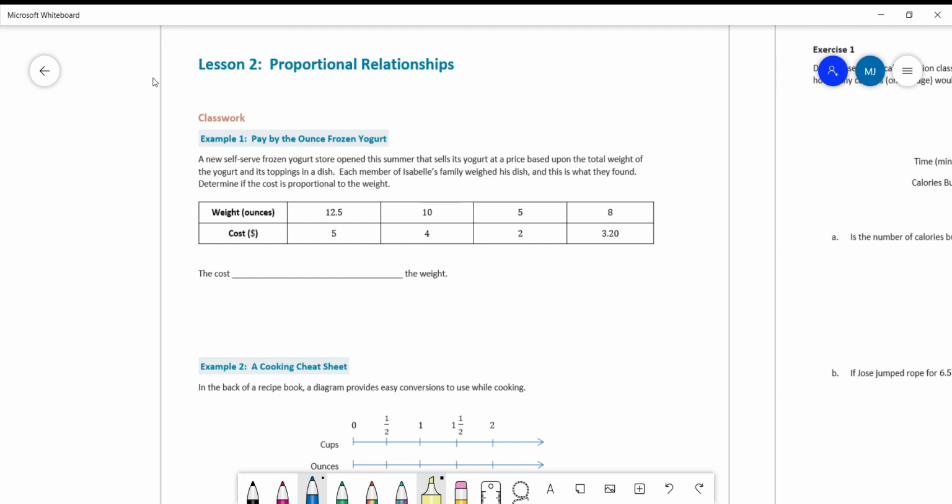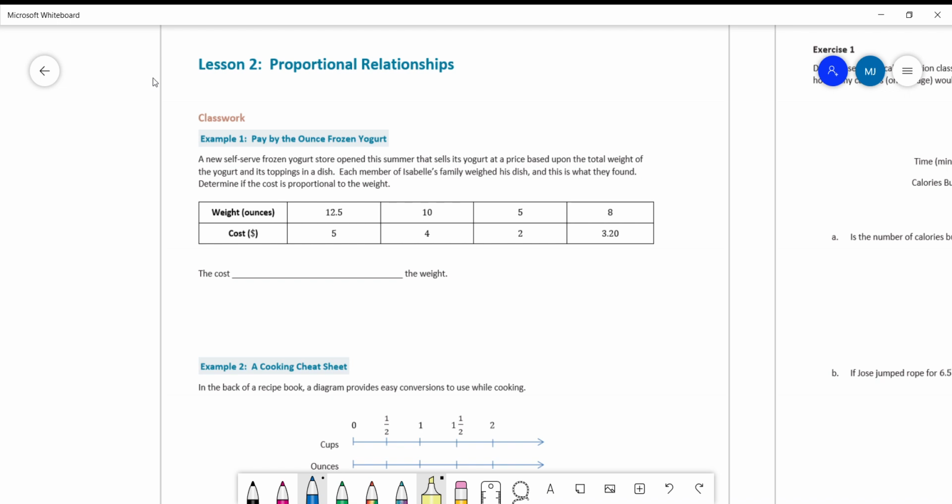So today's lesson is lesson 2 on proportional relationships. Our first example here, we have a self-serve frozen yogurt store that opened this summer, and it sells yogurt at a price based upon the total weight of the yogurt and its toppings in a dish. Each member of Isabel's family weighed his dish, and this is what they found. The question states, determine if the cost is proportional to the weight.